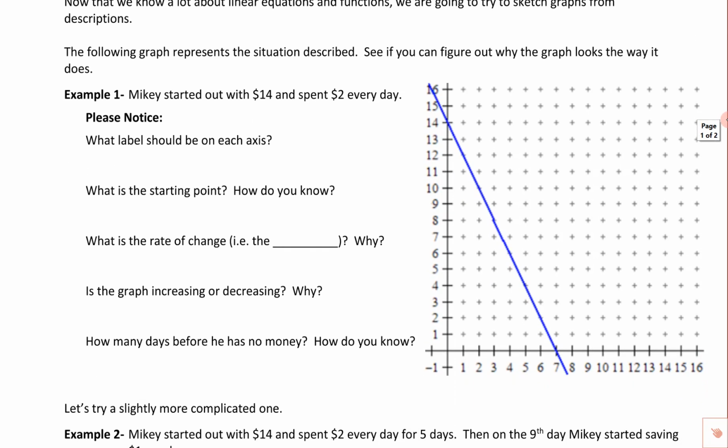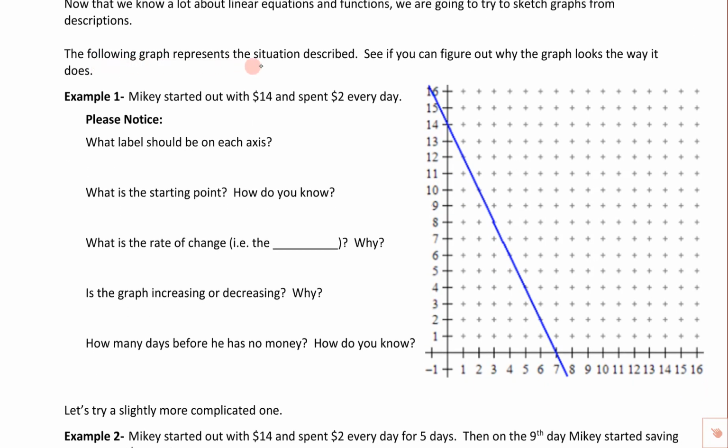So let's take a look at some of these problems here. It says the following graph represents the situation described. See if you can figure out why the graph looks the way that it does. So in this one, they've given us the graph. We're not going to draw the graph. We have to take this graph and answer some questions about it. So we better make sure that we understand what's going on here. So again, it says Mikey started out with $14 and spent $2 every day.